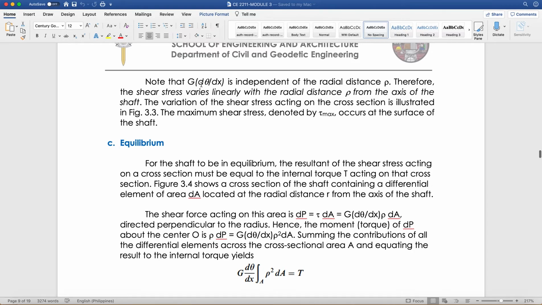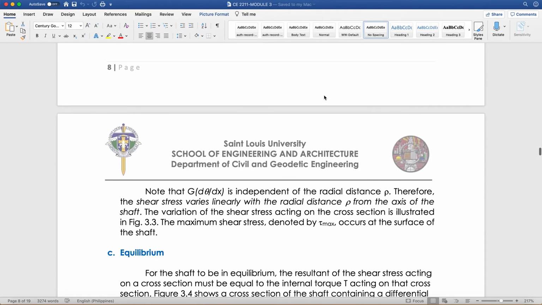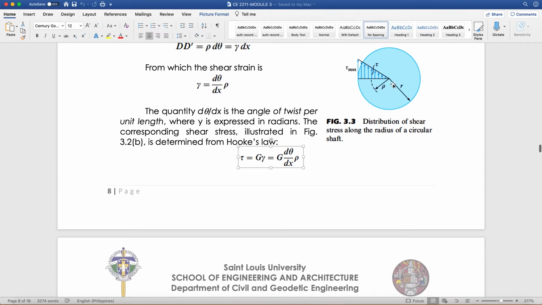Note that G, dθ/dx, is independent of the radial distance ρ. Therefore, the shear stress varies linearly with the radial distance ρ. So the shear stress varies depending on the distance from the centroid. Okay? If it is near the centroid, the stress is lesser.